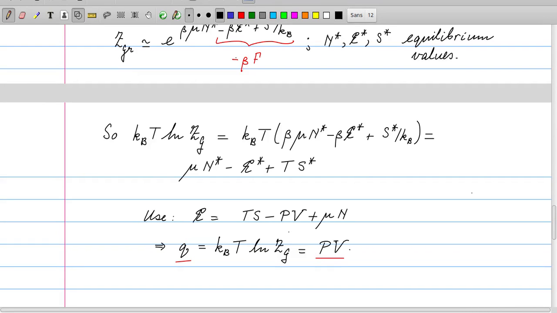If we then use the Euler relation, which gives us energy as TS minus PV plus mu N, and put that into this, we have left out the stars now. Then we can quickly verify that Q, which is the k_B T times ln Z_G, is just pressure times volume. And so some books define the Q with a minus sign. Here we use a different sign, so we get P times V.